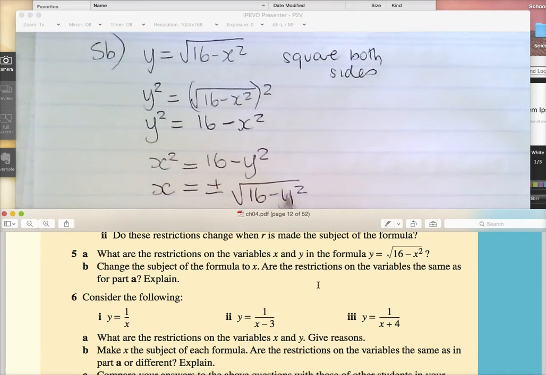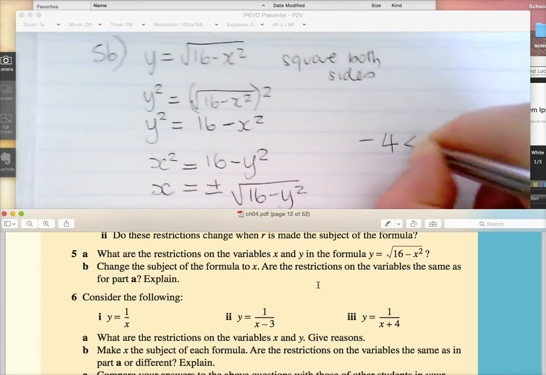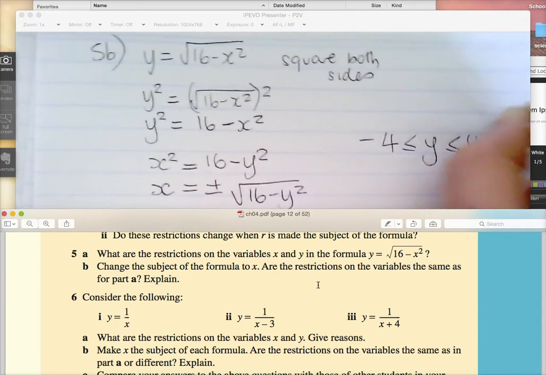Let's just try some values for y. Could y be 5? Girls, look properly. 16 minus 25 is negative. Could y be 4? Yes. 16 minus 16. Could y be 0? Yes. Can y be negative 2? Yes, 16 minus negative 2 squared is 12. Can y be negative 4? Yes. So it's the same as before. Negative 4 less than or equal to y less than or equal to 4.